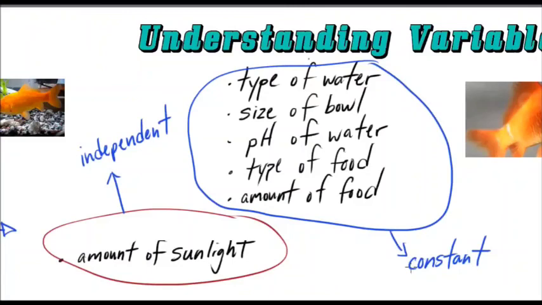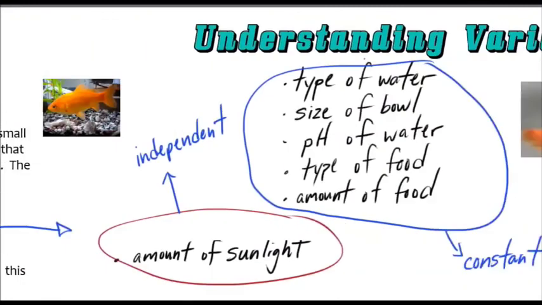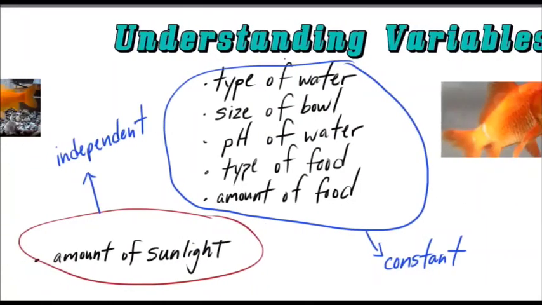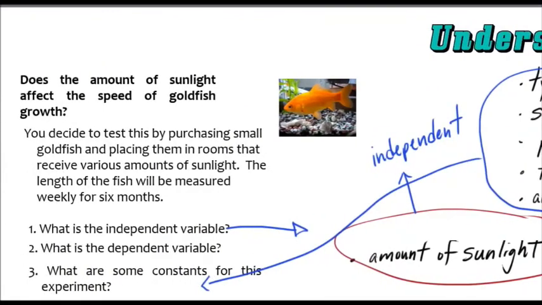All of the rest have to be held constant. That means they should be the same for all of the fish. Otherwise, it wouldn't be a fair test. And those are called constants. So really what I put here are some constants that could answer the question down here.